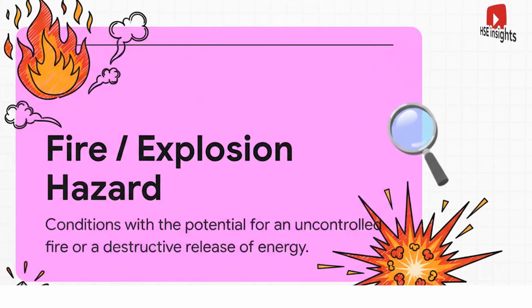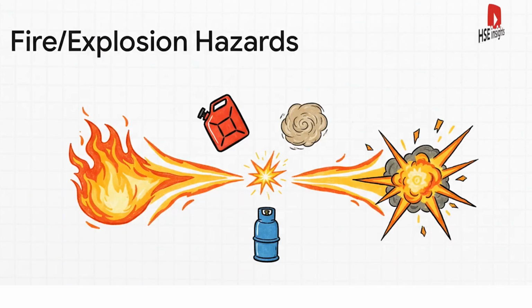And right along those same lines, we have fire and explosion hazards. You can think of this as any situation that could potentially lead to an uncontrolled fire or, even worse, a sudden and destructive explosion. We're talking about things like flammable liquids and gases, sure, but also things you might not think of, like fine dusts that can actually combust. When this stuff is around, the risk of bad burns, injuries from a blast, and major damage is absolutely real. And that's why it's on everyone to know what's flammable in their own work area.